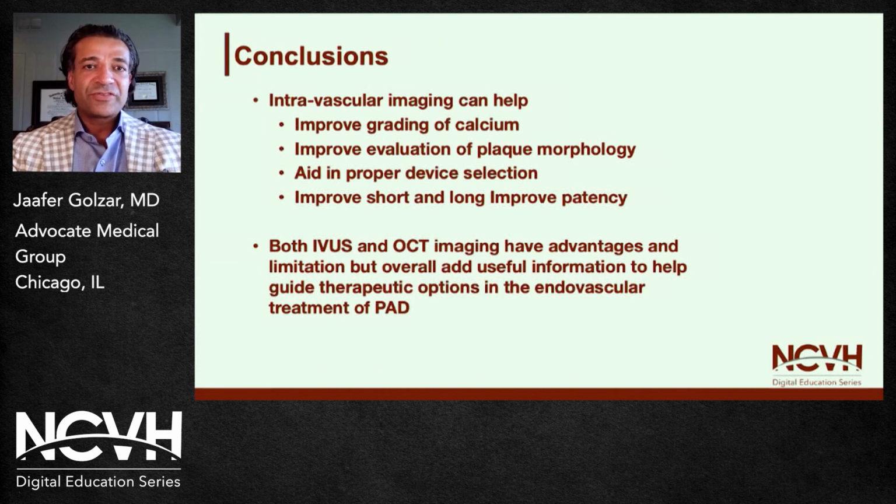So in summary, intravascular imaging can help by improving grading of calcium, which has been shown in studies, by improving the evaluation of plaque morphology, aiding in proper device selection, and improving short and long-term patency. Both intravascular ultrasound as well as OCT imaging have advantages as well as limitations, but overall add a significant amount of useful information to help us guide therapeutic options in the treatment of patients with peripheral arterial disease.